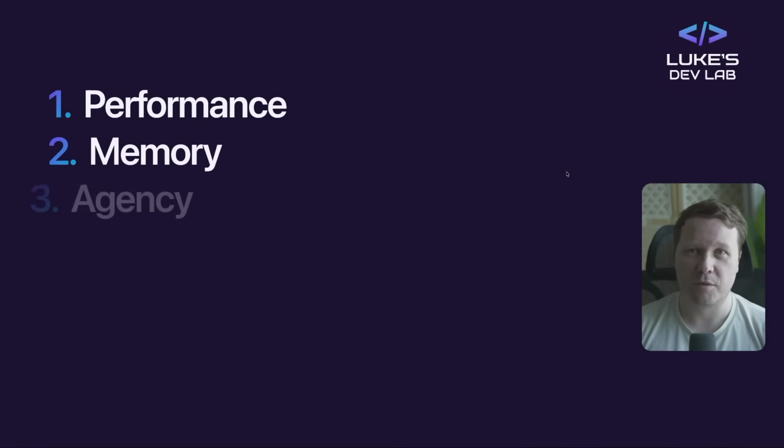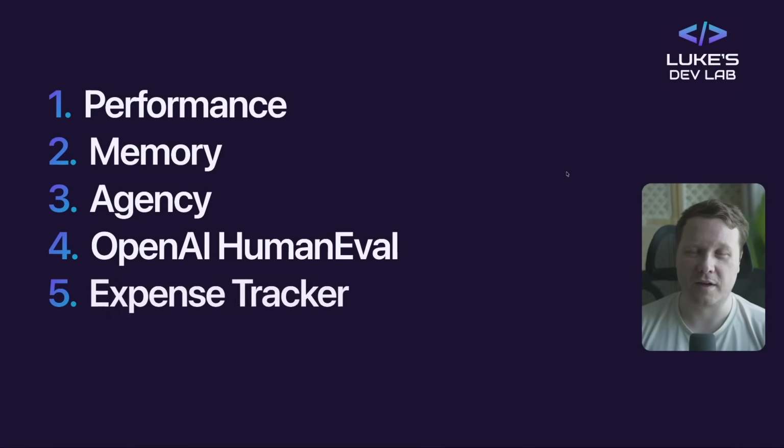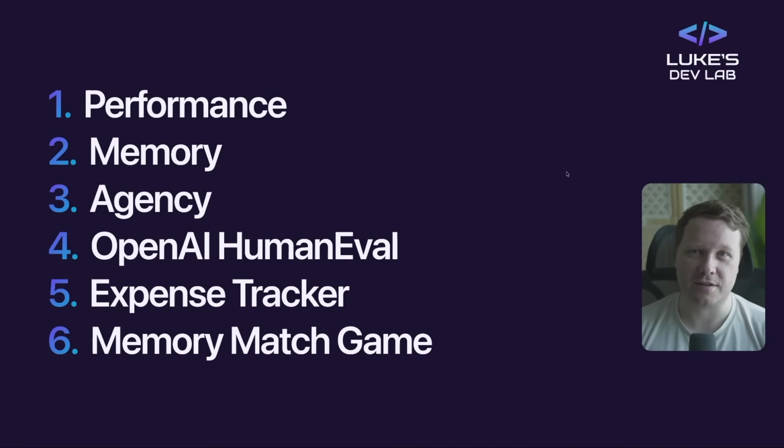So we're going to be running the models through my regular benchmarking test suite and then a couple of coding challenges at the end that are suitable for the model size. So we'll start with performance, where we measure the pre-fill and the decode speed of the models. Then we'll do the memory, where we fill the context and insert pieces of data throughout and see if the model can find it. Then we'll do agency, which will put the models in a fake company sandbox where they'll have a bunch of tools available to them to complete tasks. We'll have the OpenAI HumanEval, which is 164 handcrafted Python challenges, and then our 2 coding challenges. We're going to do our expense tracker, and then we're going to do our memory match game.